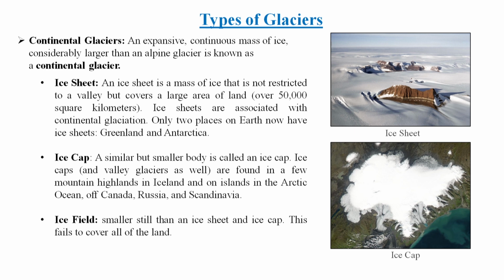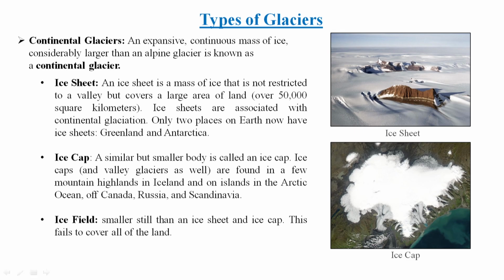Then you also have the third category, that is the ice field. These are again smaller still than an ice sheet and ice cap. In comparison to an ice cap or ice sheet, they are further smaller in their dimension, but this fails to cover all of the land.